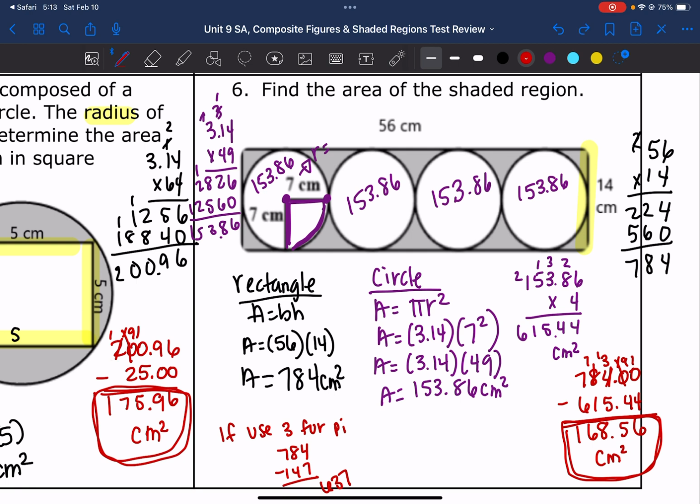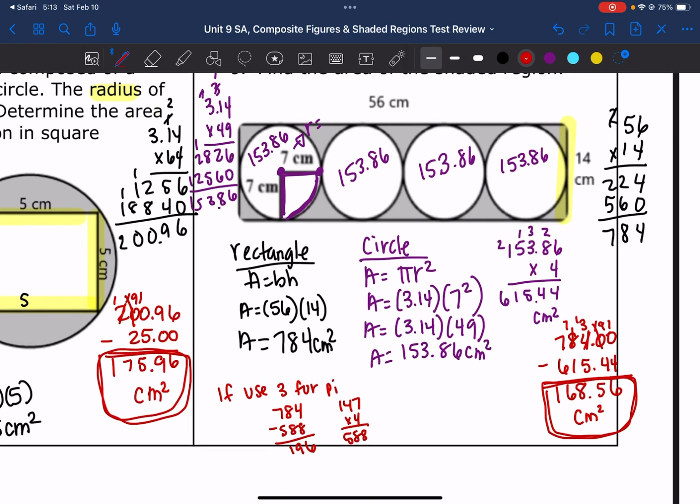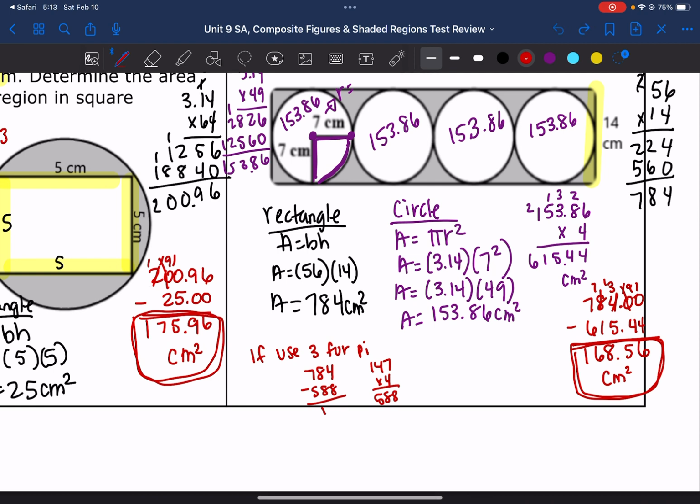I lied. You know what I forgot to do? I forgot to take 147 times 4. Okay, when I multiply 147 times 4, that gives me 588. Now when I subtract that, this is if we're using pi, okay, 784 minus 588, we get 196. I know it's so small to see. Let me see if I can rewrite it. 196 centimeters squared. Okay, this is if you use pi being 3.